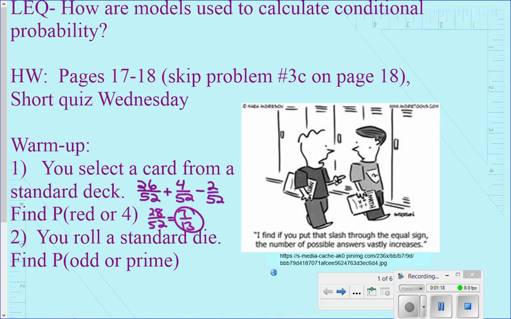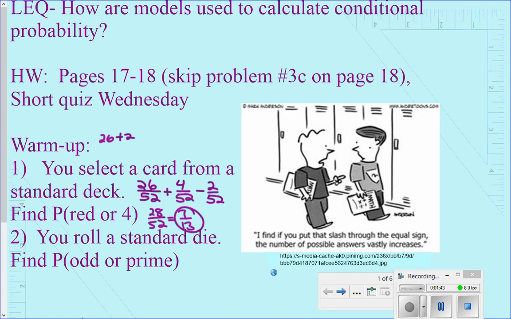Number 2, we roll a standard die, find the probability of odd or prime. Oh, and by the way, on that last one, if you didn't want to use the formula, just counting, there's 26, and then there's 4 4s, but I already counted 2 of them, so just add on the 2 black 4s, so that makes 28.